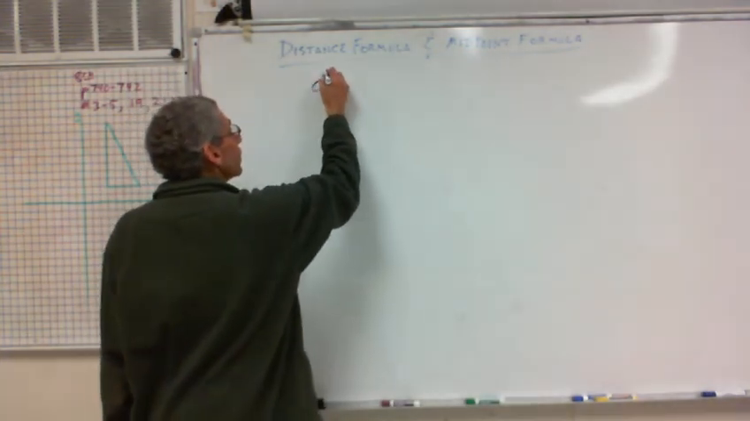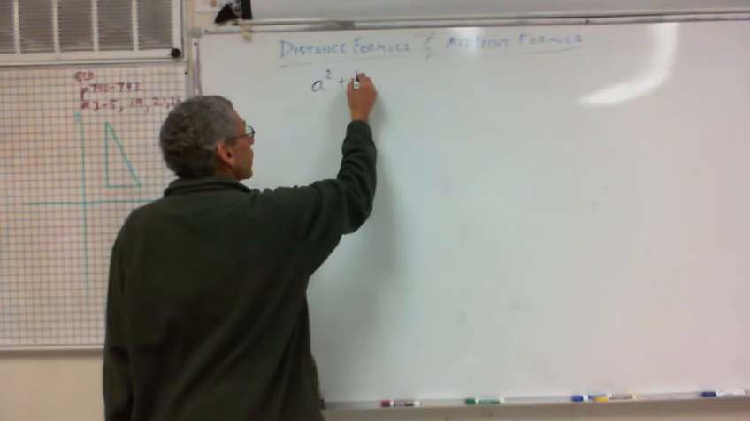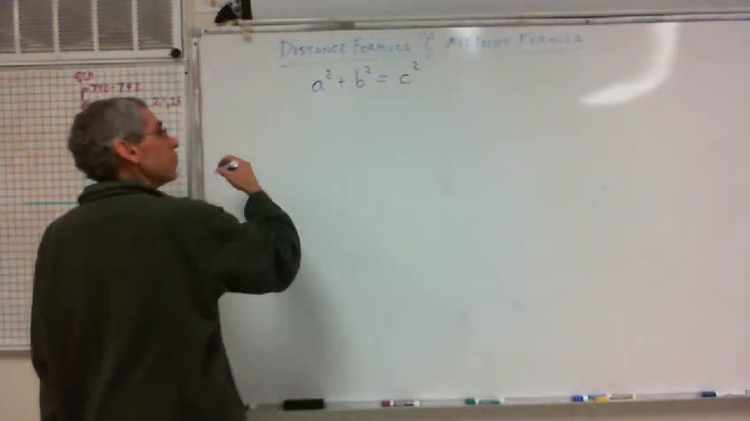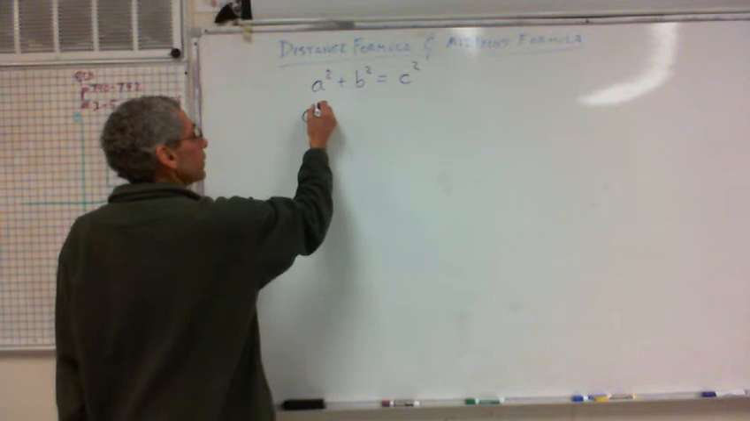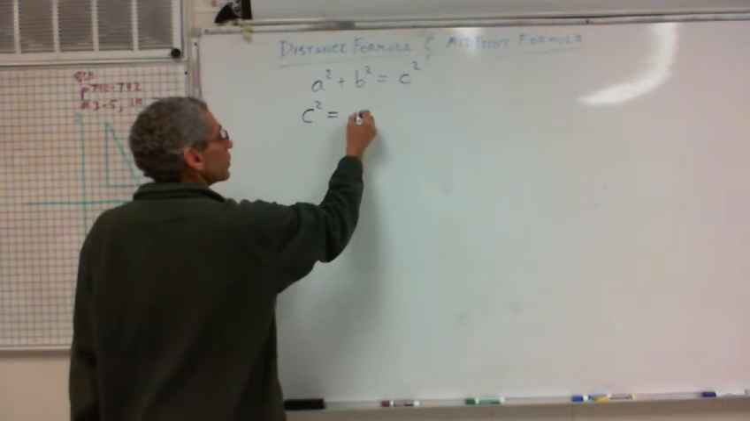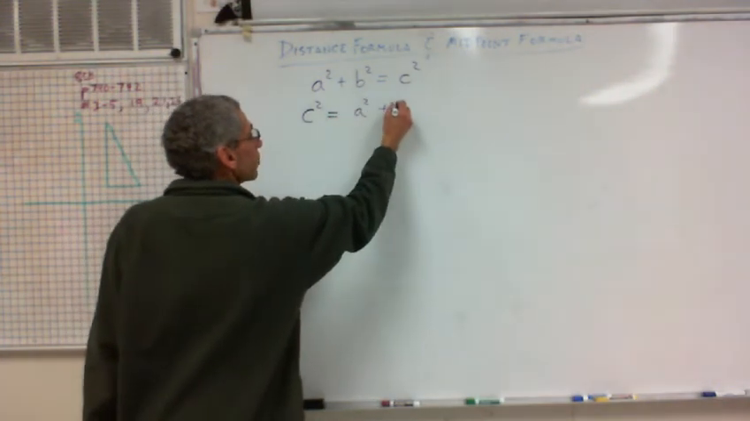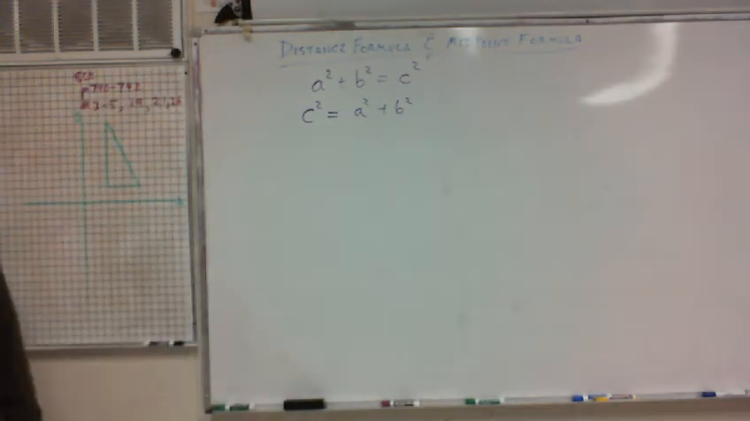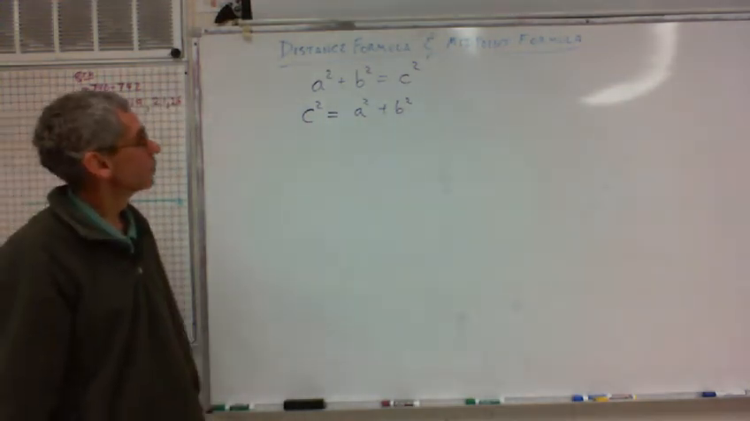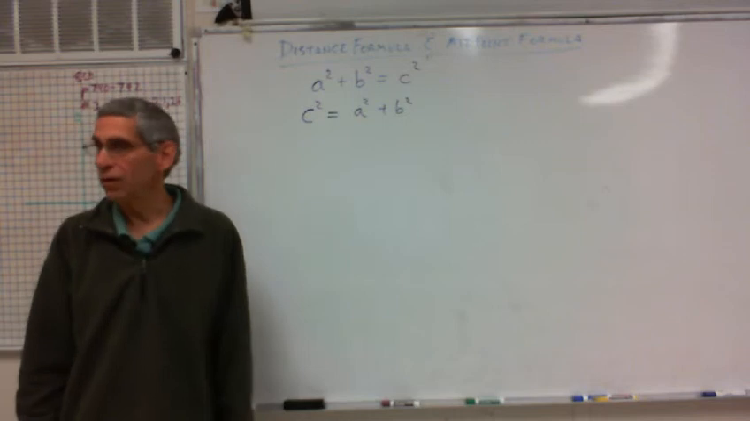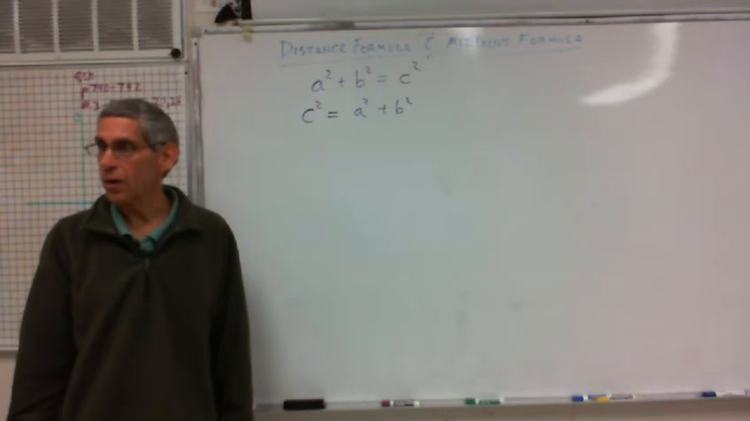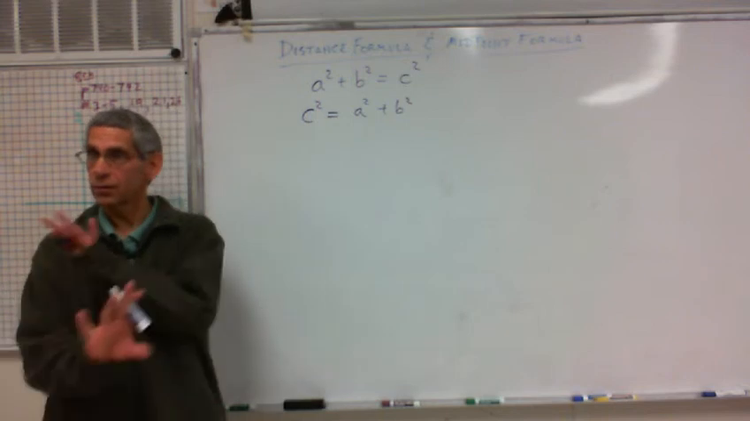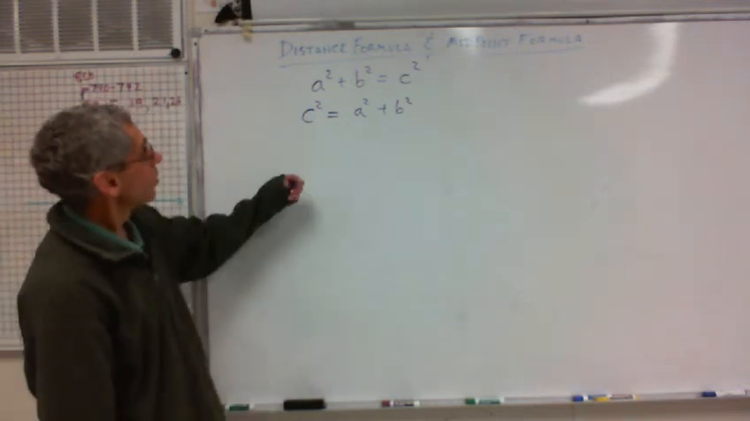A squared plus b squared equals c squared. Now, I would rather have my c squared on my left side, so I'm going to rewrite it. C squared equals a squared plus b squared. So I didn't do anything. I just moved the c over to the other side. That's fine, right? No problem, right? If this equals this, well, this equals this. Doesn't matter. You can have them either way.